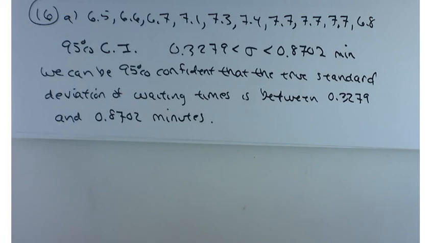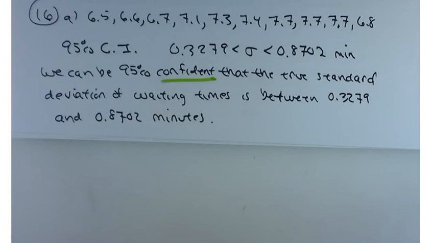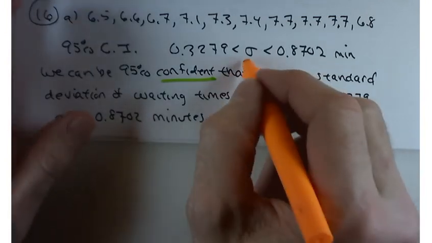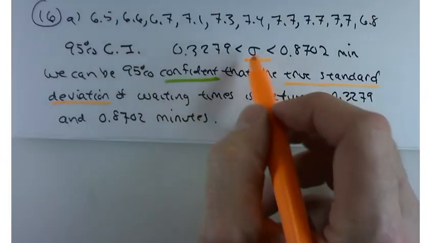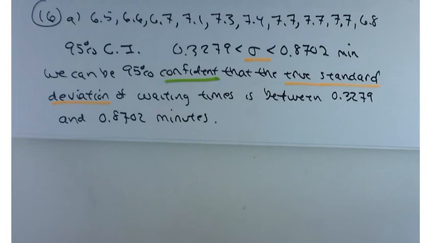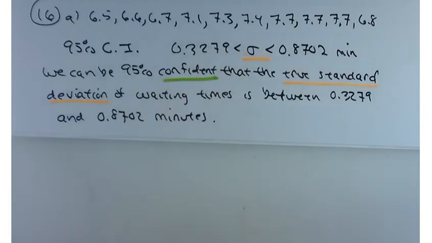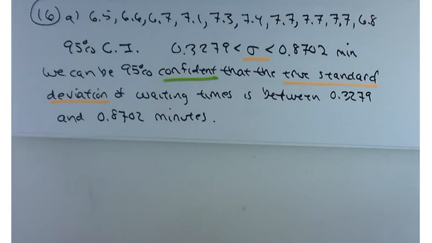So some of the things that I'll be looking for is that you use the word confident, like you did. Another thing that I want to see is you describing in words this parameter. So that's the true standard deviation. That's your population parameter. It's not the test statistic. So don't use S here. S would be your sample standard deviation, not the population standard deviation. So perfect. Well done. Thank you.